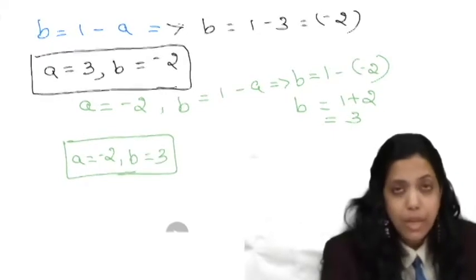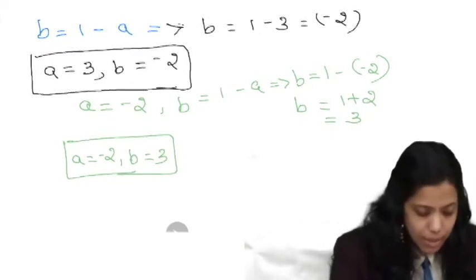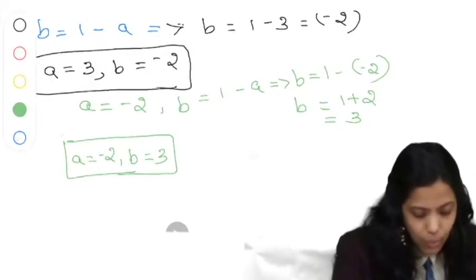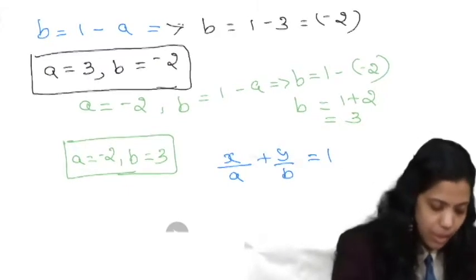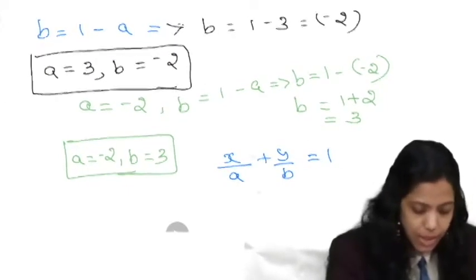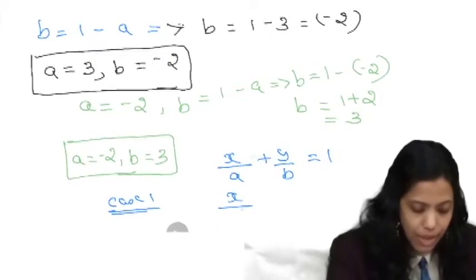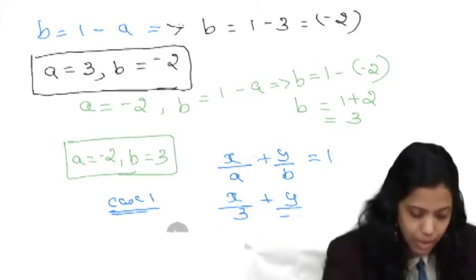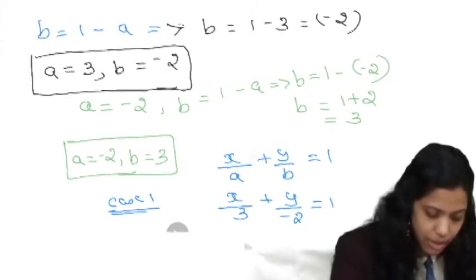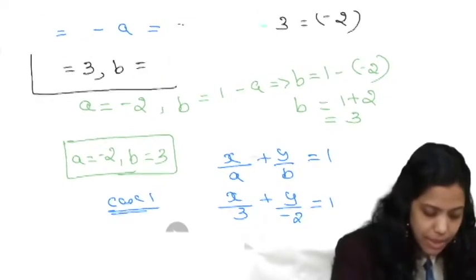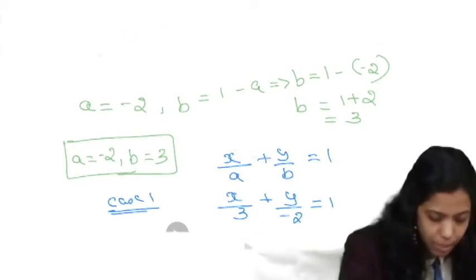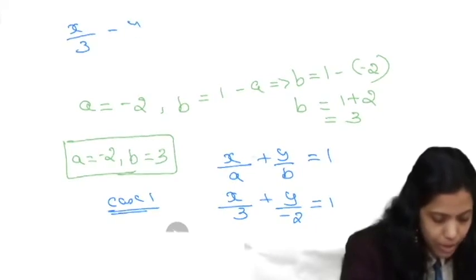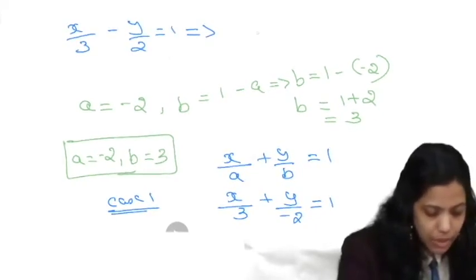So by substituting the values in the intercept form, x by a plus y by b equals 1, we will get two equations of the line. So let's consider the first case. In case 1, we can replace the value of a by 3 and the value of b by negative 2. So let us solve that. By taking the LCM as 6, we will get x by 3 minus y by 2 equals 1. So the LCM is 6. 2x minus 3y equals 6.